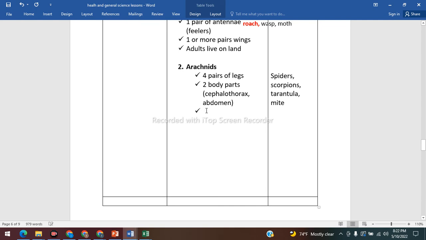Then we have sensitive hairs on the body. That's what helps them feel. And then they have no wings. And then they live on land. So I guess you have an advantage over them because if you could somehow be airborne and you just shoot at them from off on the ground, they can't do you nothing.